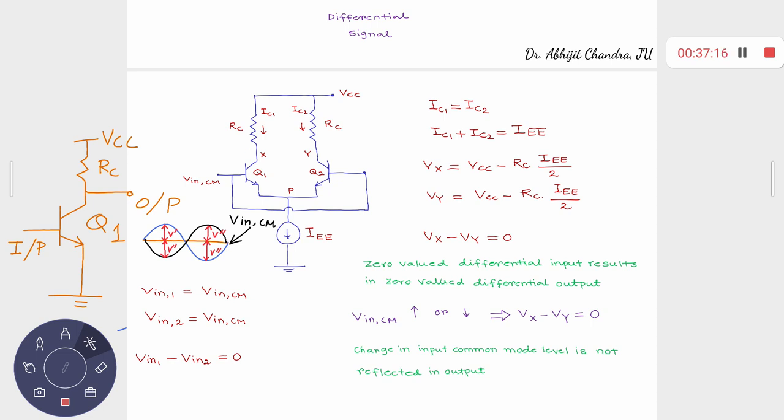That means this differential amplifier is sensitive to the differential input, not the common mode input. When these two bases are tied together, it's a common mode input, so the circuit is not at all responsive. The response of the circuit is obtained from the difference between the two outputs, Vx minus Vy, neither from Vx nor from Vy alone. Okay. Is it clear up to this point?